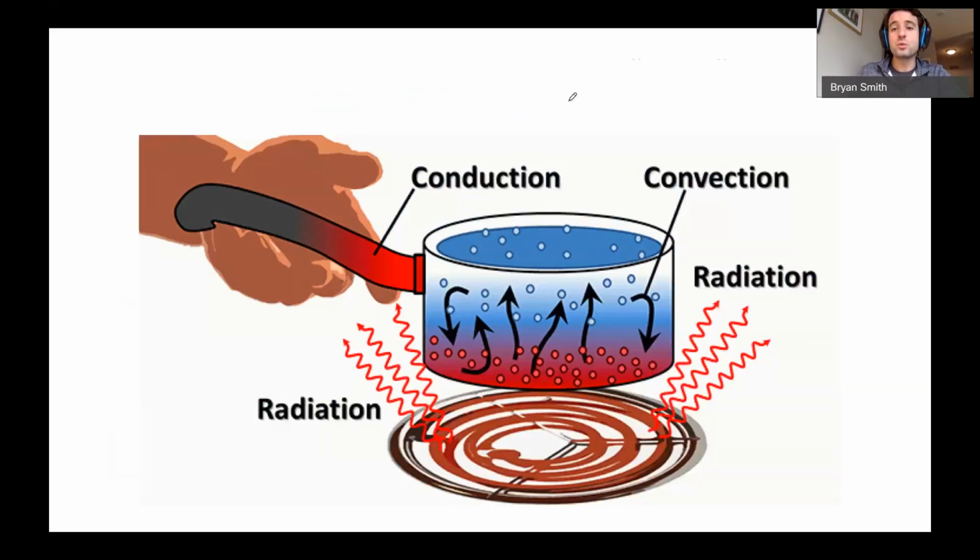I'm going to leave you guys with this. This is a picture of the 3 different types of energy transfer. So you'll notice here, as the handle gets hot, that's an example of conduction. The water being boiled is an example of convection. And just this heating coil glowing is an example of radiation. Hopefully this picture makes sense to you as you see the 3 different types of heat transfer. Hopefully you're feeling confident about that.